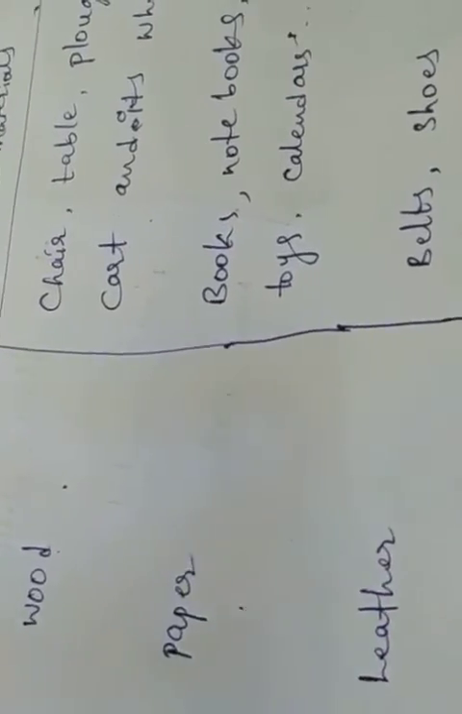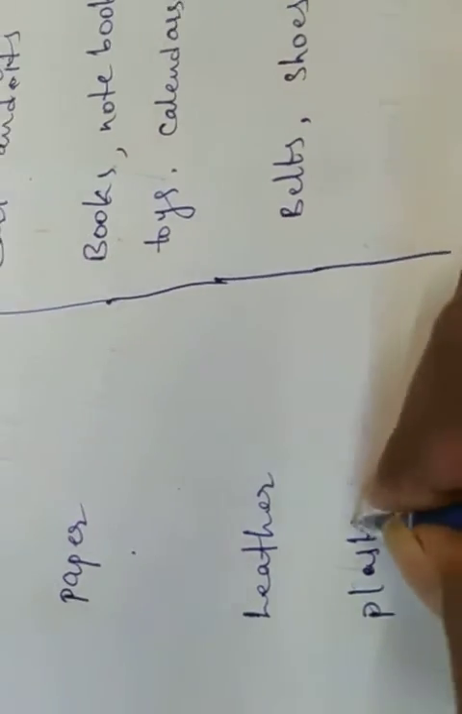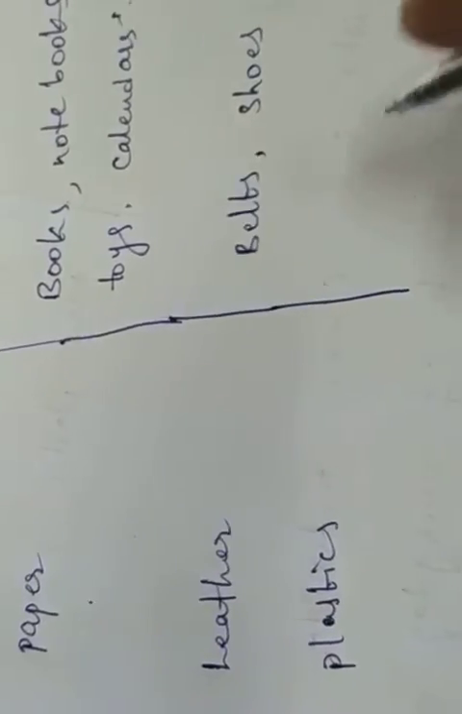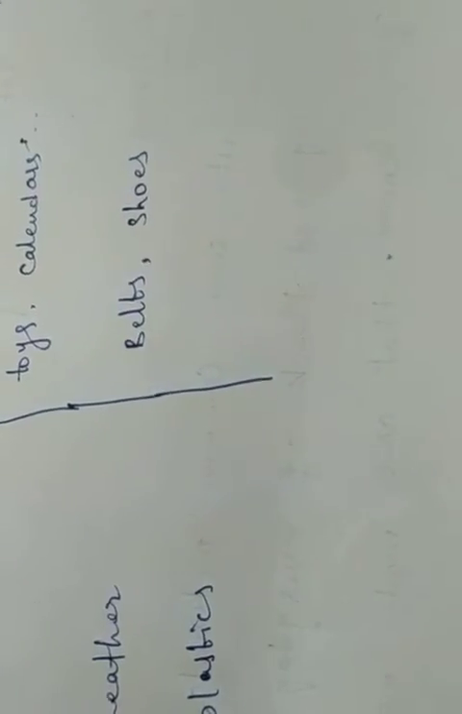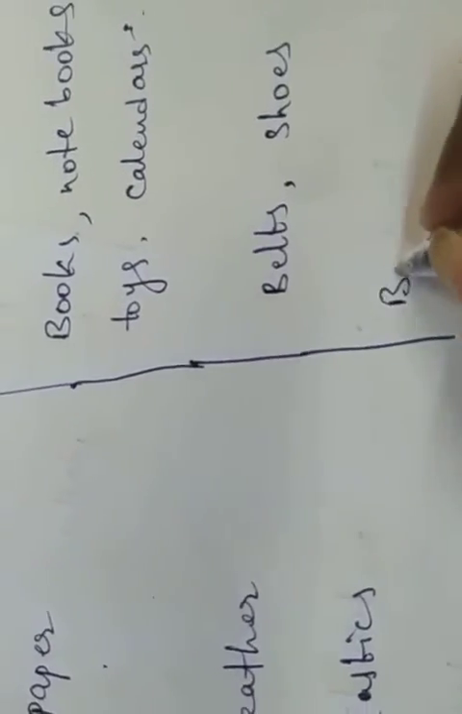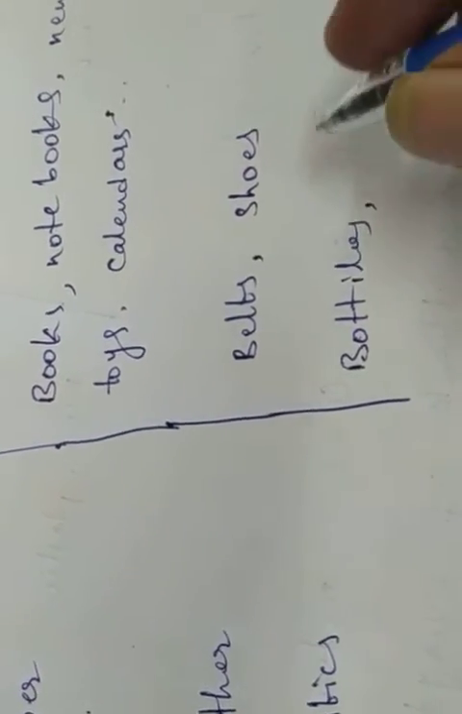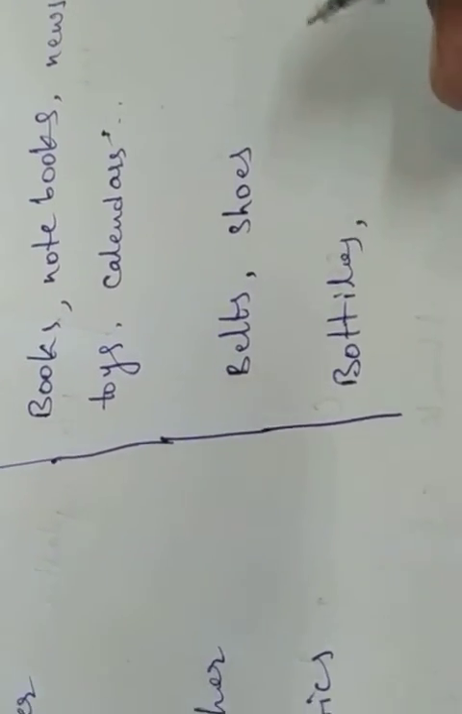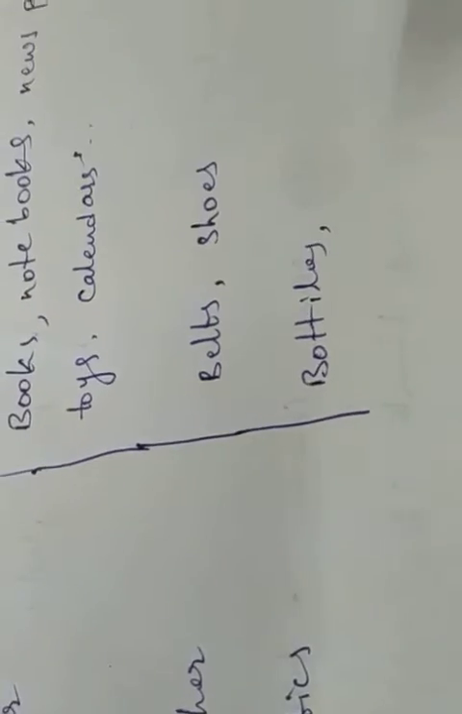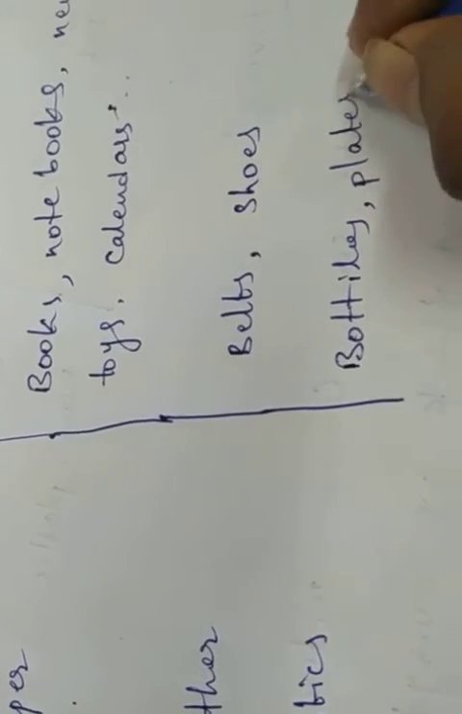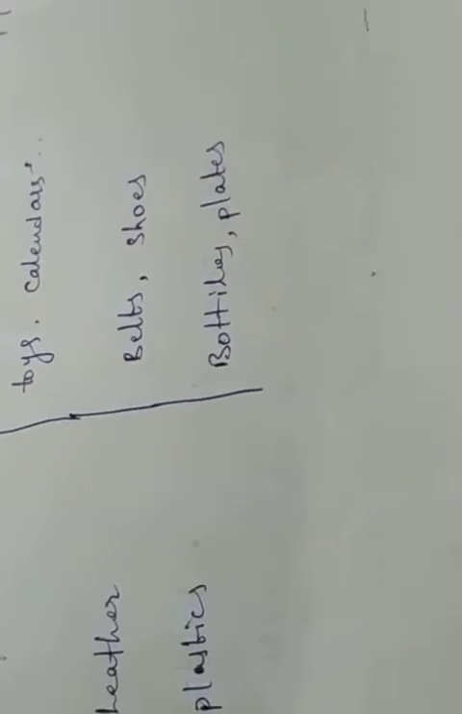And plastics. Next one, plastics. With plastics, which objects can we prepare? There are a number of plastic objects around us. See around you: bottles, electrical switchboards, fans, tables, buckets, plates. Plastic plates are also there. So many objects can be prepared with plastics.